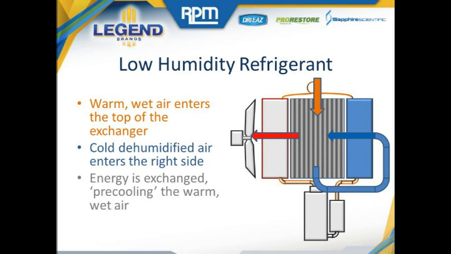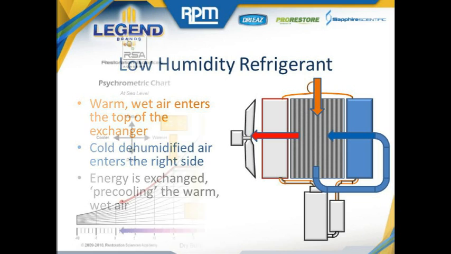Low humidity refrigerants that incorporate an energy exchange core typically will utilize an airflow pattern much like what you see in this image. Warm, moisture-laden air is drawn in one direction through the exchange core. In the opposing direction, air from the cold evaporator coil is passed across the other side of the energy exchange plates. This allows the incoming warm, moisture-laden air to be pre-cooled through the exchange core. This allows for greater water removal and does so at a lower energy consumption rate.